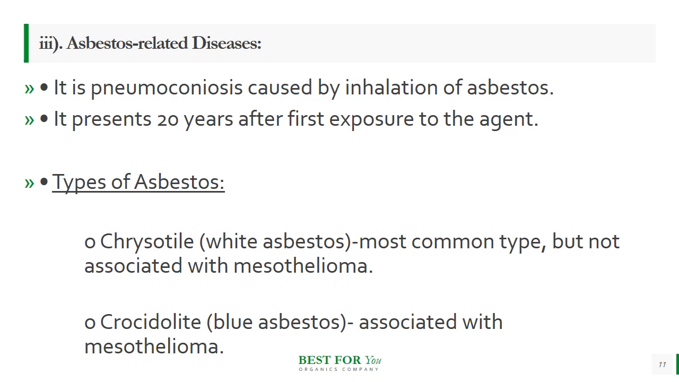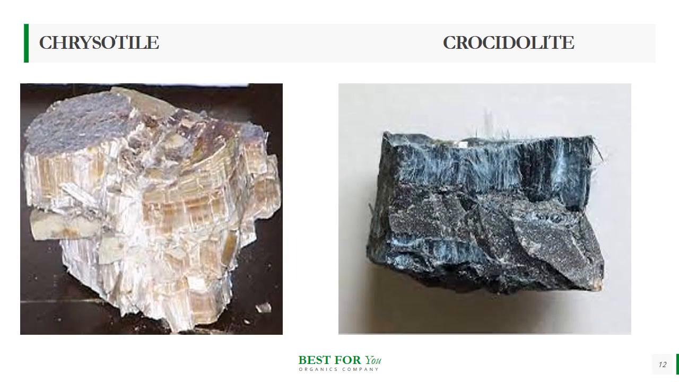So the third one is asbestos-related disease, which is caused by inhalation of asbestos, and it presents 20 years after the exposure to the antigen. There are two types of asbestos, chrysotile and crocidolite. Chrysotile is white asbestos and it is the most common type, but it is not associated with mesothelioma. The blue asbestos, which is crocidolite, is associated with mesothelioma. So these are two types of asbestos, the blue one and the white one.